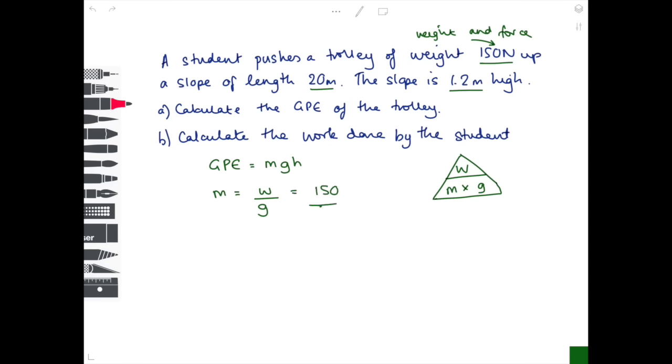Gravity on Earth is approximately 10. You could put 9.8, but I'm going to write 10. And therefore you're going to write the mass as being 15 kilograms. Now we're ready to use the original equation.